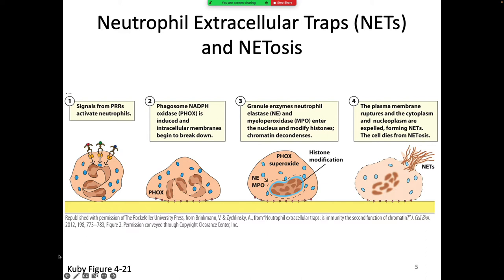And saying neutrophil net is kind of like saying ATM machine, because the M in ATM already stands for machine, so you're like double saying machine. The N in net stands for neutrophil, but we still call it a neutrophil net, so like you're double saying neutrophil. And this process of producing neutrophil nets while dying is known as netosis.